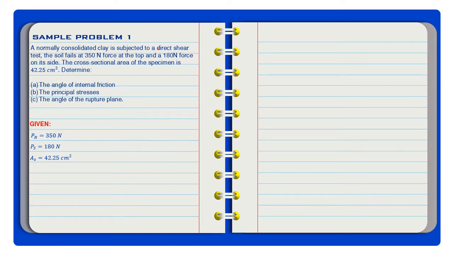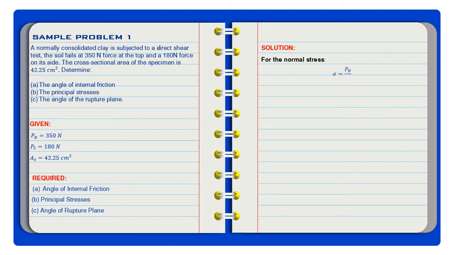So, next one, we'll have the required. First is the angle of internal friction, second the principal stresses, and third the angle of the rupture plane. So, for our solution, the first thing we will do is find the normal stress. So, for our normal stress, that will be sigma is equal to P sub n over A. So, that means we just divide the 350 by 42.25.